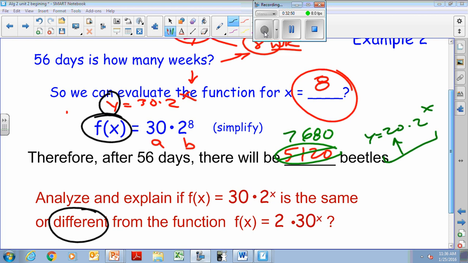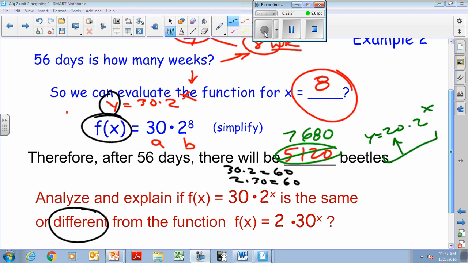What's different about them? The exponent is on the different numbers. Say it one more time. The exponent is on the different numbers. And clearly that's a difference. But what makes that difference, since I know that 30 times 2 is 60 and 2 times 30 is also 60, which would seem like they would kind of be the same thing. Why would the exponent on the different numbers make a difference?